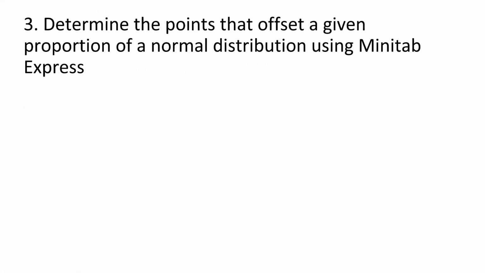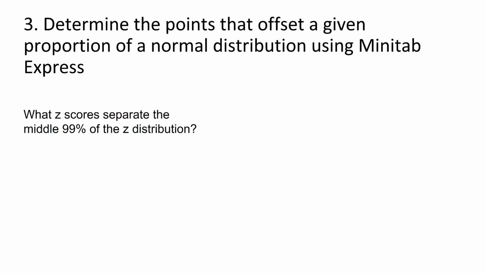Our third learning objective is going to take us back to Minitab Express. This time, we want to determine the points that offset a given proportion of a normal distribution using Minitab Express. This is different from what we just did because now we'll have a proportion and we'll want to find the values on the x-axis that offset that area. I'm just going to walk through one example here, and that is how to find the z values that offset a given proportion of the z distribution. This is the procedure that you'll use when you're constructing a confidence interval and you're looking up the z multiplier.